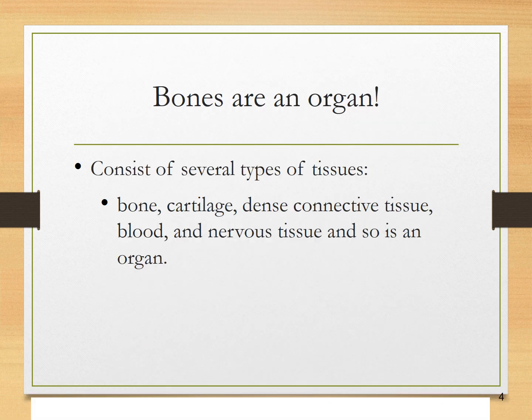An important thing to keep in mind is that bones are an organ. Each bone is its own separate organ because by definition, organs consist of several types of tissues that function together. Each bone consists of the bony matrix, cartilage, dense connective tissue, blood, and nervous tissue.